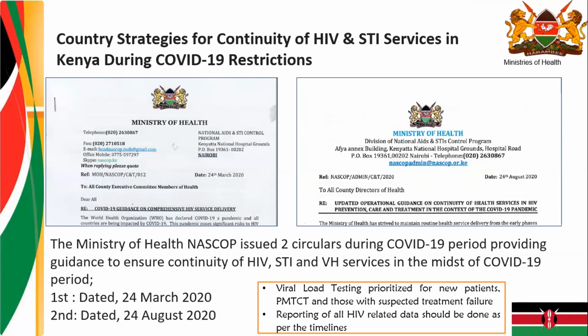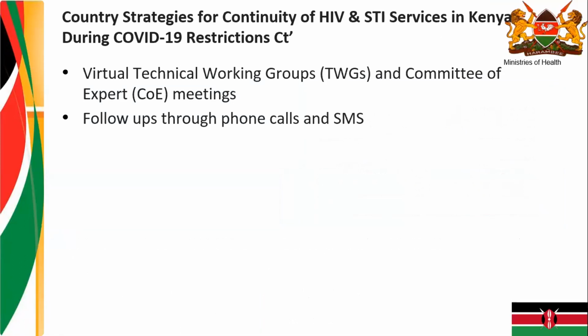It also emphasized the need for reporting on all HIV-related data, which should be done as per the guided timelines. It's good to report that during the COVID period, we really did not have challenges with the reporting rates. However, the numbers could have declined because there was a decline in service seeking care at healthcare facilities for all the facilities in Kenya.